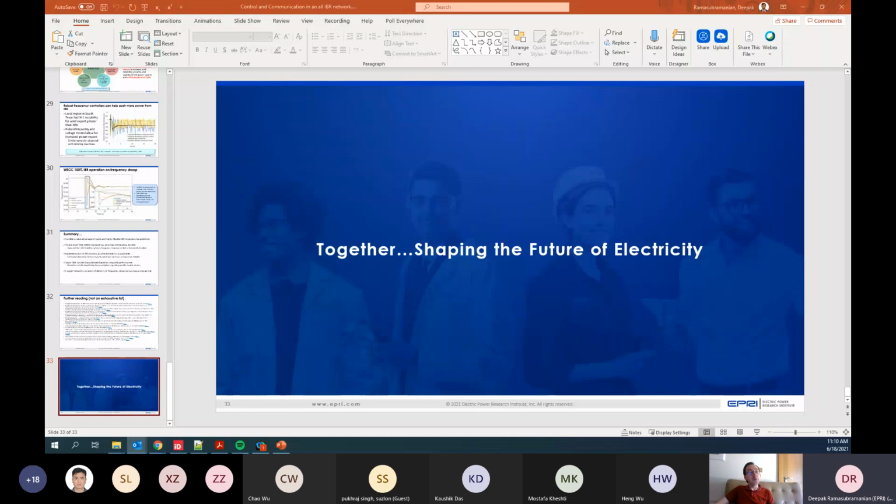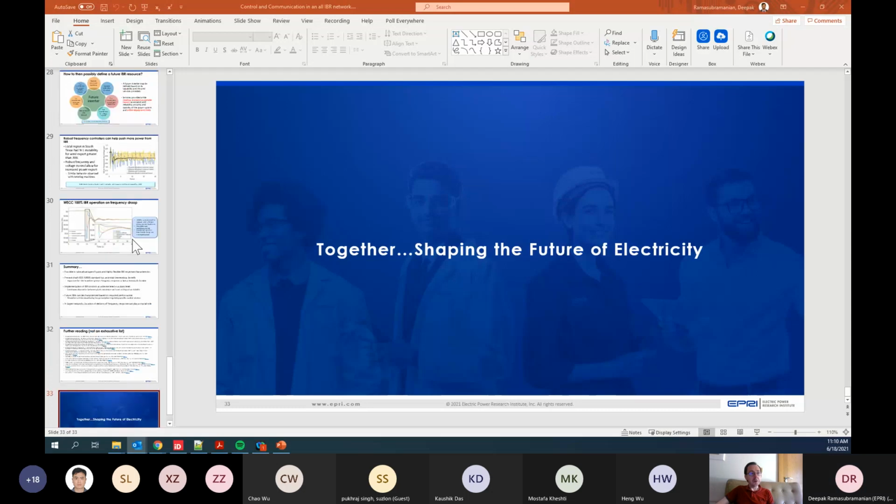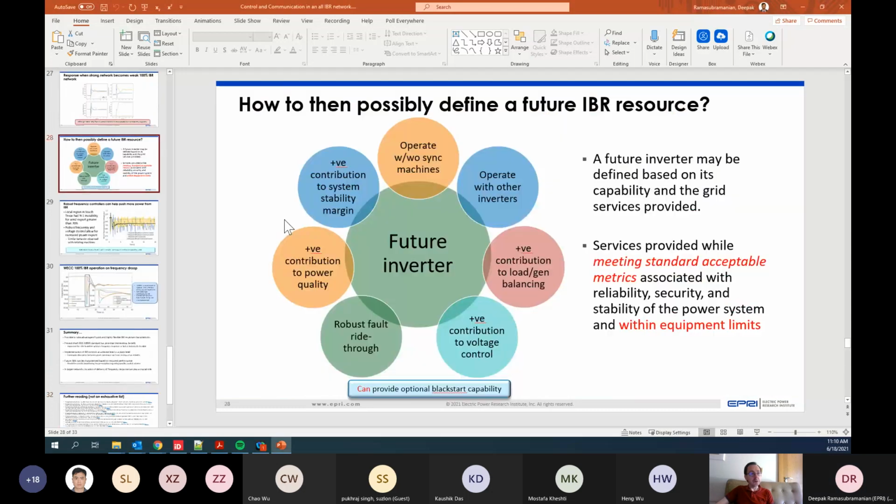Okay. I suppose I'm also wondering, at a very basic level, about the definition of grid forming. What are your thoughts about the definition of grid forming, and how do you avoid that definition creeping into other things, such as, for example, black start being part of grid forming?